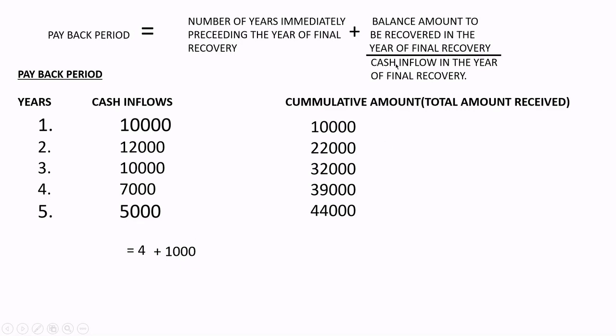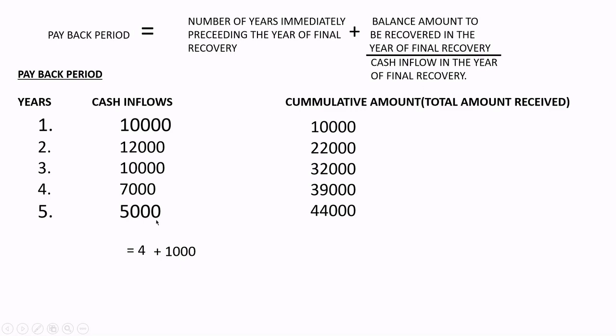Now you need to divide by the cash inflow in the year of final recovery. What is the cash inflow? You need to go to the cash inflow column. What is our cash inflow column? Our cash inflow column is the second column. This is our cash inflow column. So in the cash inflow column, you need to find out the cash inflow in the year of final recovery.